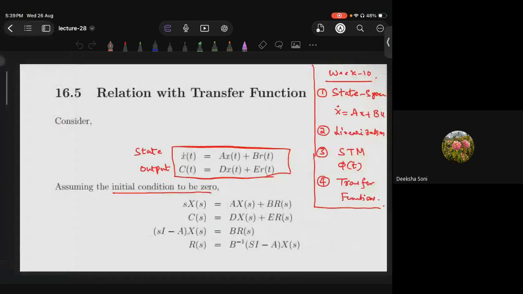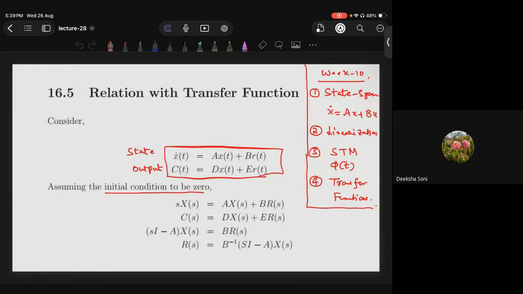These are the week 10 concepts: state space representation, linearization, state transition matrix, and transfer function. The transfer function is already covered, but here we will see it again. The first equation is called the state equation, and the second equation is called the output equation. Here the output is represented with different letters for the matrices, instead of C and D, but those are also fine.